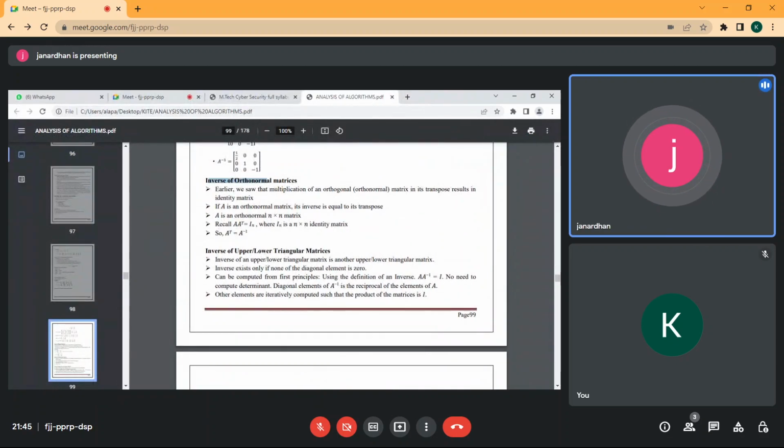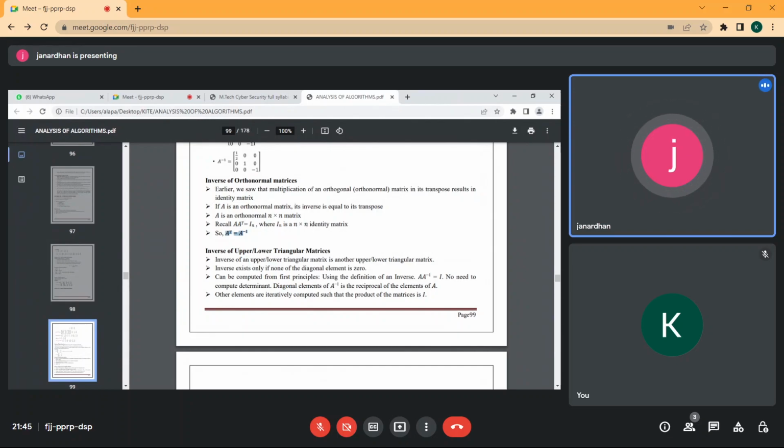Next, inverse of orthonormal matrices. Earlier we saw that the multiplication of an orthogonal matrix with its transpose results in the identity matrix. If A is an orthonormal matrix, its inverse is equal to its transpose. A is an orthonormal n by n matrix. Recall A into A transpose equal to I, where I n is an n by n identity matrix. So A transpose equal to A inverse.